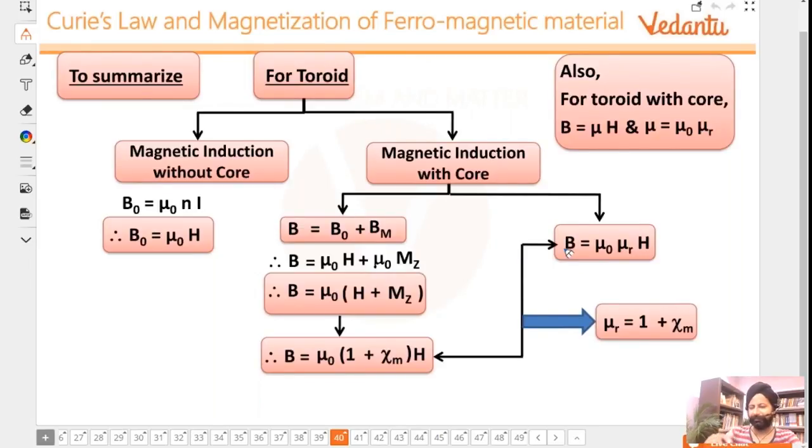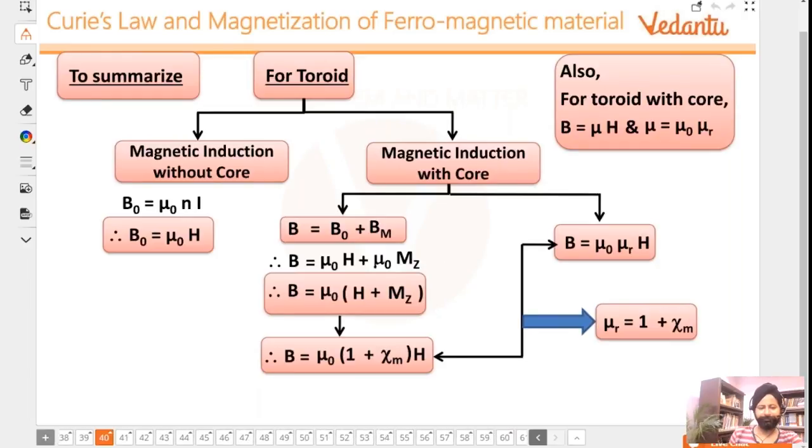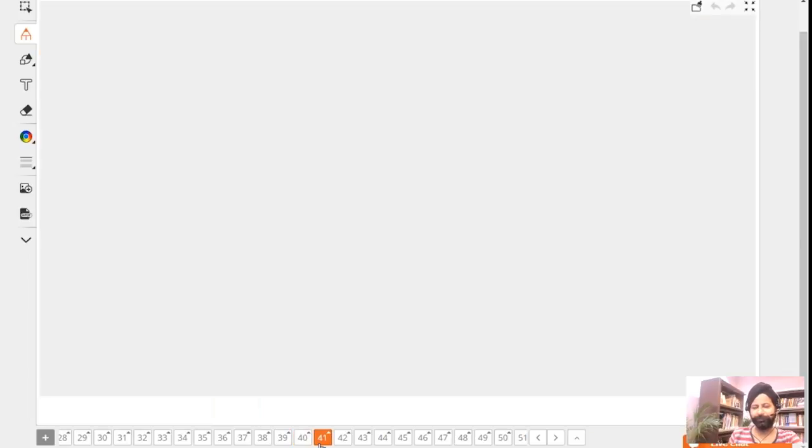Now this is the next level that we went to. So then we said, okay, 1 plus chi m. You really have to have these on your fingertips. You should not be thinking that 1 plus chi m is mu r and so forth. Okay, so let's move further here.